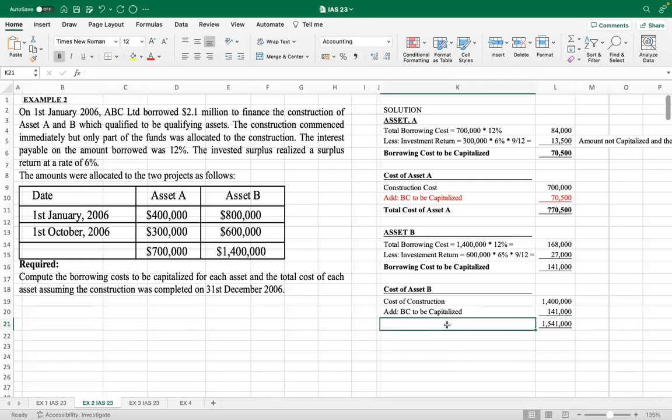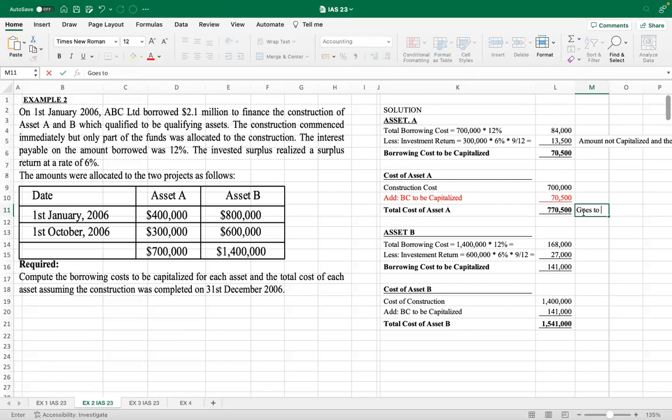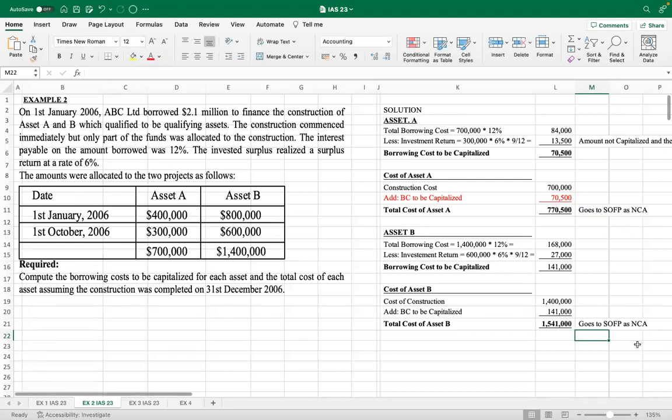1,541,000. So what will this be? Total cost of asset B. Now, this total cost of asset B, of course, is what you will take to the balance sheet. So remember, this goes to the statement of financial position as non-current asset. And the same here. The same here. Goes to the statement of financial position as non-current asset.